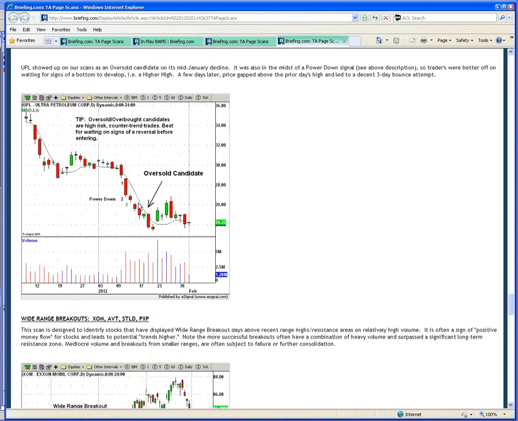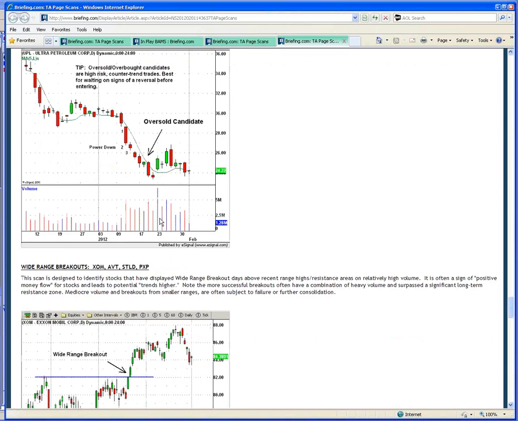Ultra Petroleum and a series of other natural gas stocks over the last few weeks have really been hit hard. You can see they also had power down moves. They started showing up as oversold candidates. They took out the prior day's low, and then they started to reverse, and some sort of bounce was taking effect here.